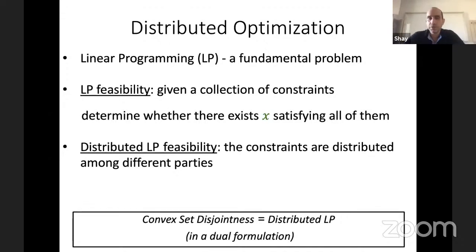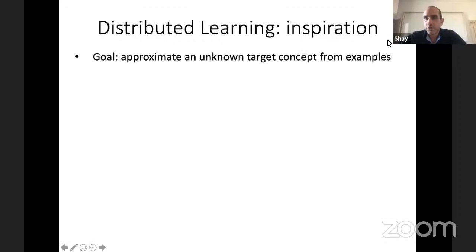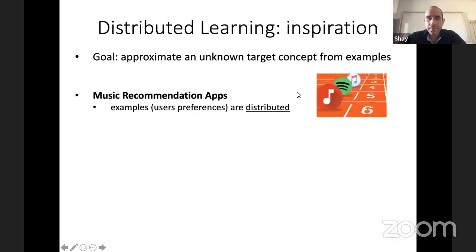Okay, so this is another point of view which may appear more practical. Now let us talk about distributed learning, which is the last kind of problem we will consider. So first of all, some inspiration. In learning, our goal is to approximate an unknown target concept from examples. So you can imagine this in the distributed world. When we train music recommendation apps, the examples, the user preferences, are distributed on our smartphones, iPads, laptops, etc.